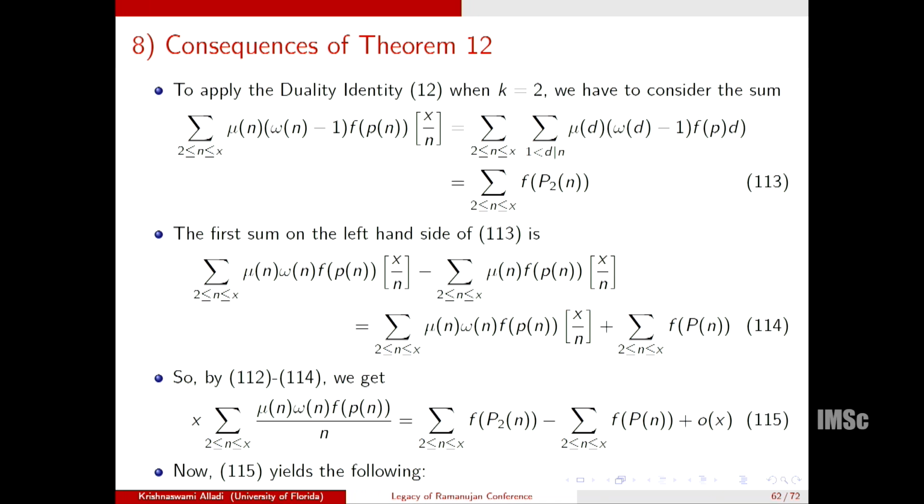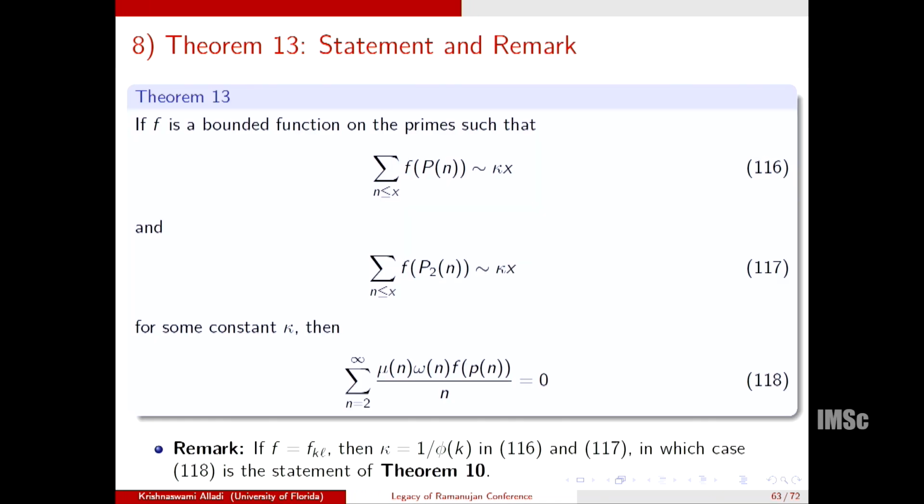The two things cancel. So now my theorem will be reformulated as follows. If a function, bounded function on the primes has asymptotics, which is kappa, and if the average on the second largest is kappa, the same kappa, then this sum becomes 0. Now, why do I emphasize this? I have a problem in my paper.